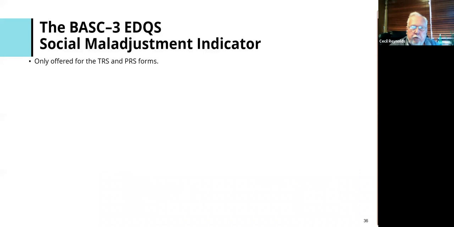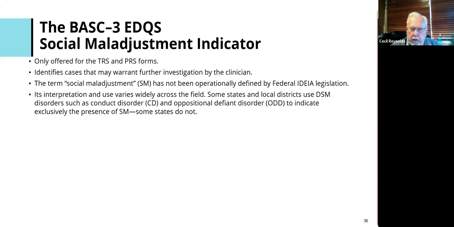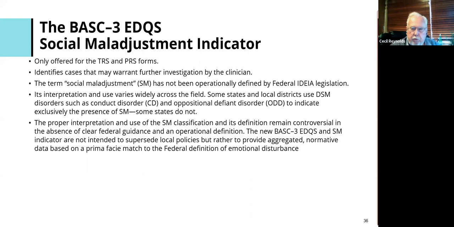The social maladjustment indicator is only offered for the teacher rating and parent ratings. And it doesn't mean that a child is or isn't socially maladjusted, but it highlights cases that warrant further investigation by the clinician. The issue of social maladjustment is controversial and is absolutely vague and ambiguous in the federal legislation. It has not ever been operationally defined by the feds in their rules and regulations. Consequently, its interpretation and use varies widely throughout the field.